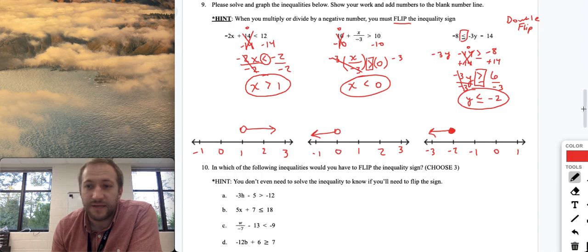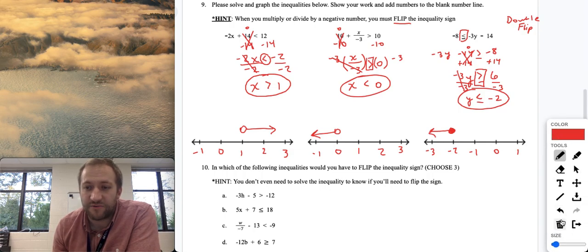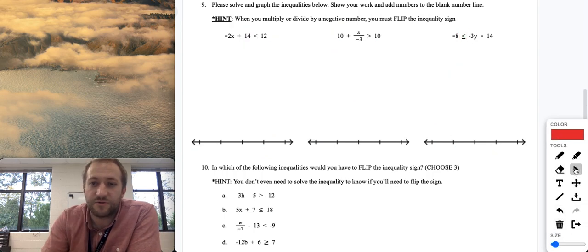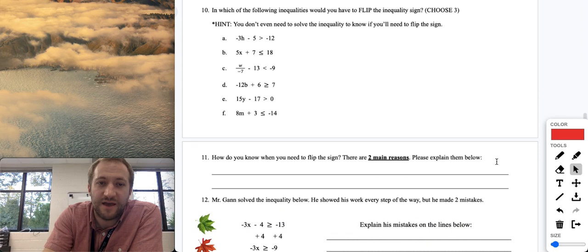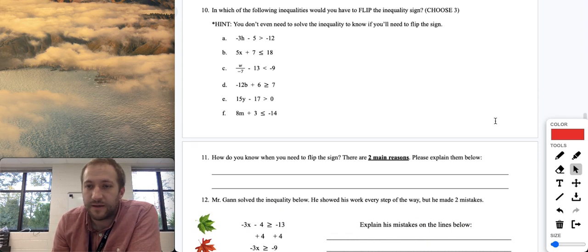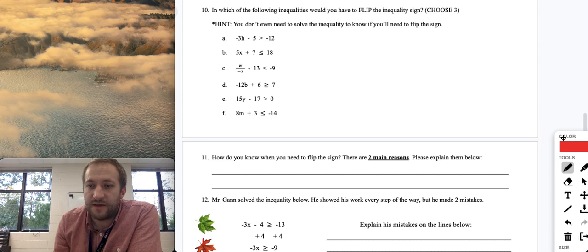All right, so let's go and scroll down. Let me give that an erase, and we'll scroll down a little bit. Let's look at number 10 and 11 and 12. Let's see. Let's get back on the pen, move that out of the way.